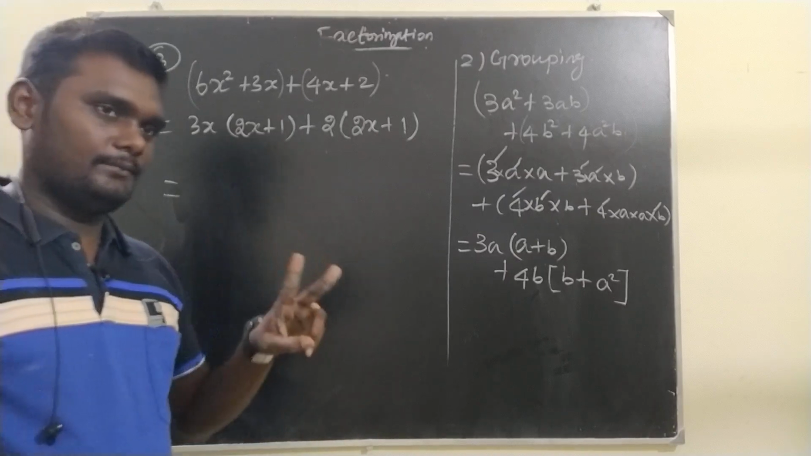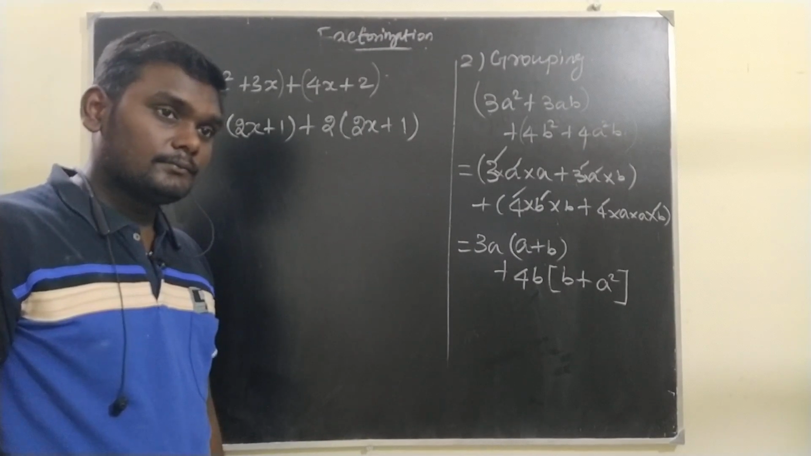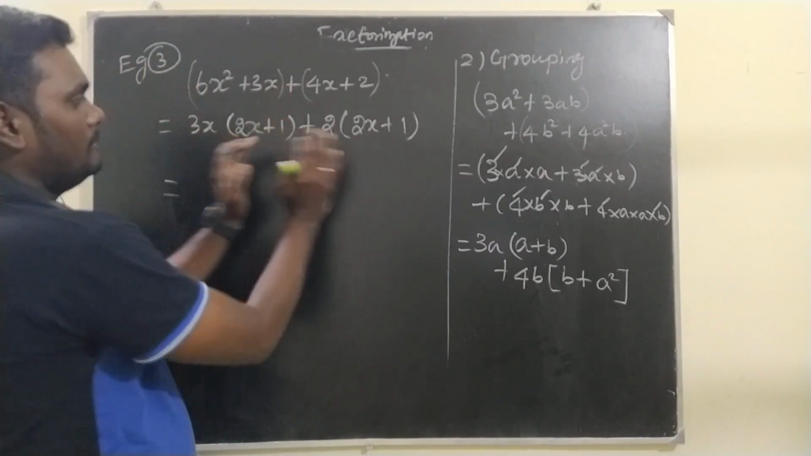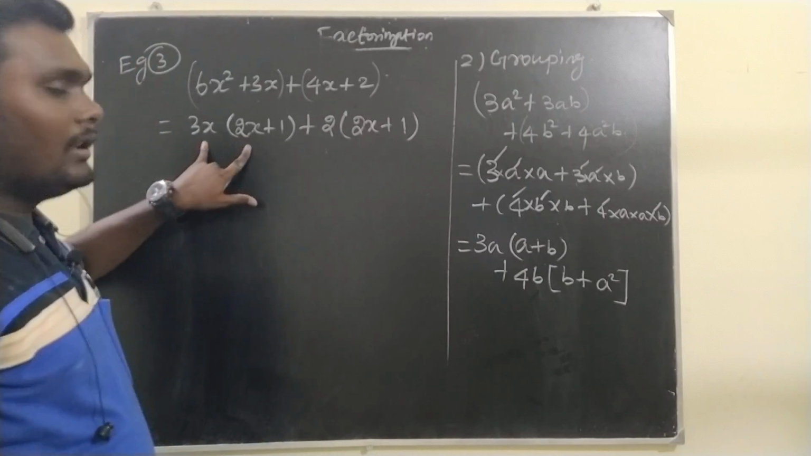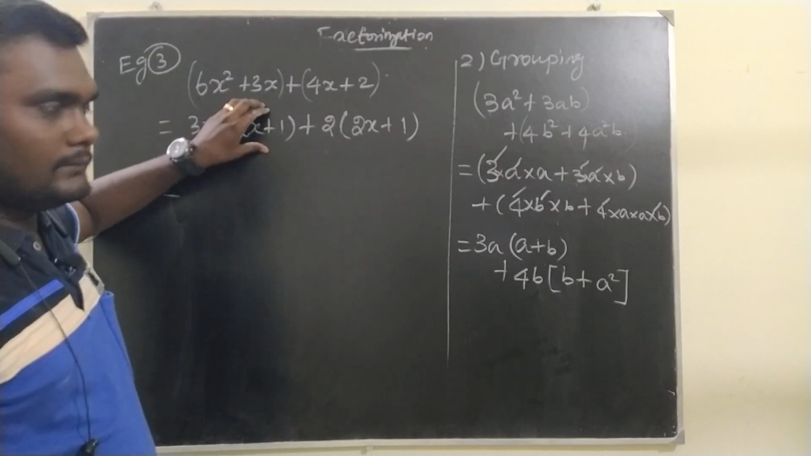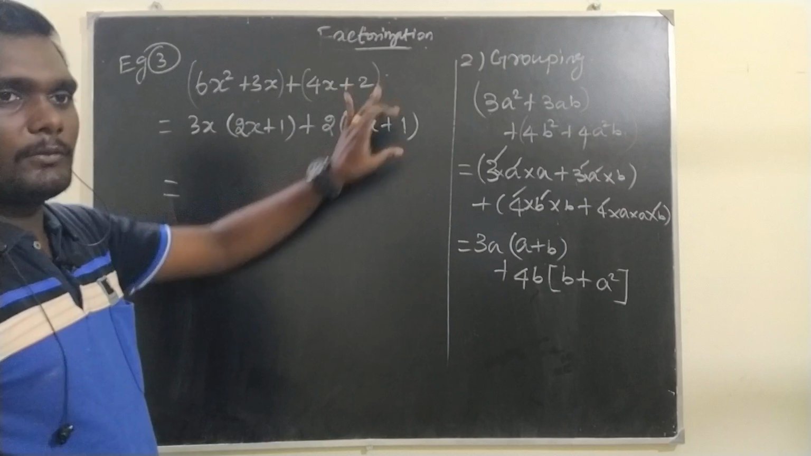There are 2 terms. How many terms are you seeing? See, this is fully one term, this is fully one term. Now in this, what are all the factors of this term? It is 3x and 2x plus 1. The factors of this term are 3x and 2x plus 1.